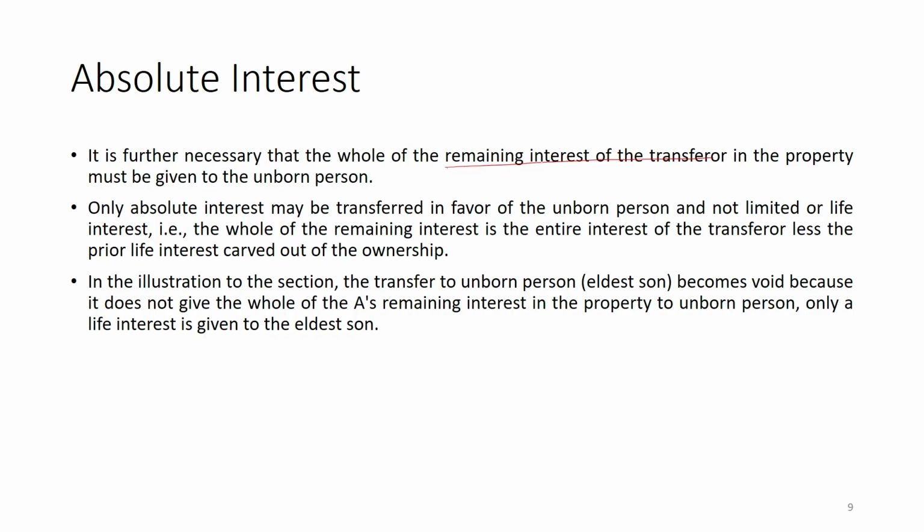That means, with a condition the property will not go to an unborn person. With a condition it may go to a living person, but it cannot go to the unborn person, or with limited interest, or with life interest. So, the whole of the remaining interest is the entire interest of the transferor less the prior life interest carved out of the ownership. In the illustration of this section which I discussed in the last slide, the transfer to the unborn person, the eldest son, became void. Why has it become void?